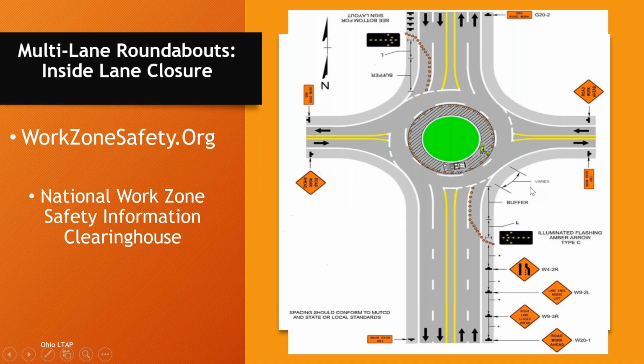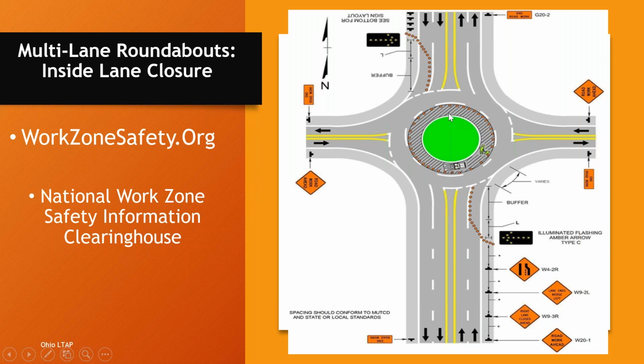And then here we have a multi-lane roundabout. And with the multi-lane roundabout, we don't use flaggers. We're going to use our temporary traffic control devices and an arrow panel. And they're showing a length L. So we're dealing with basically a right lane closure here with the same signs that you have in a typical right lane closure on a multi-lane road. And it's got the arrow panel, merging taper, etc.